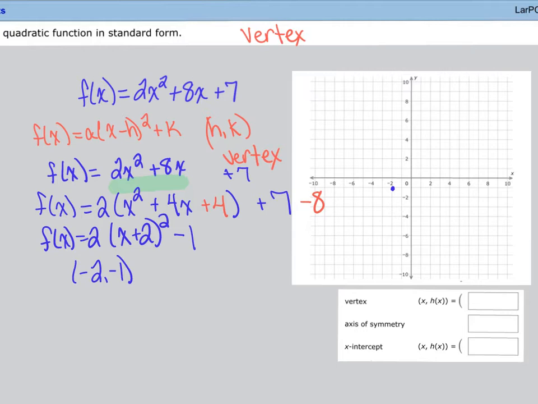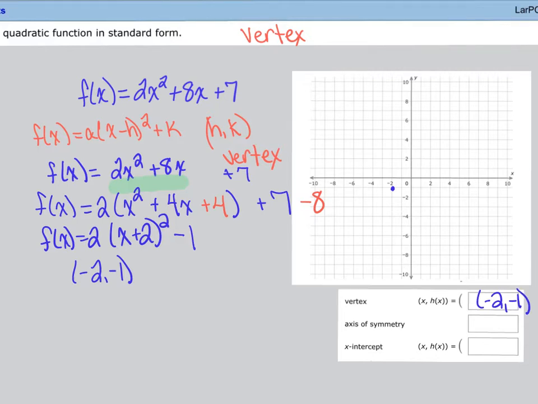Now, I got the graph just off the internet. I think you're doing multiple choice a lot on WebAssign. But do you see this vertex, axis of symmetry, and x-intercept? That is straight from WebAssign. Okay? So your vertex, we already know, is negative 2, negative 1.